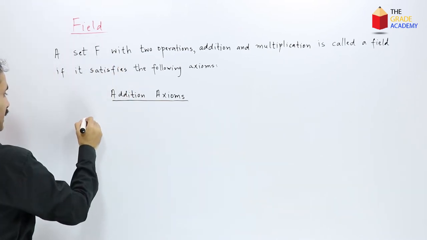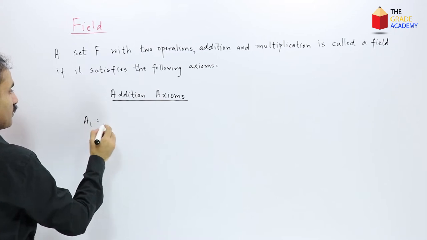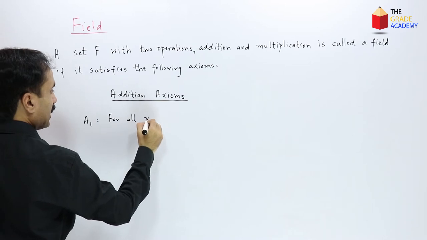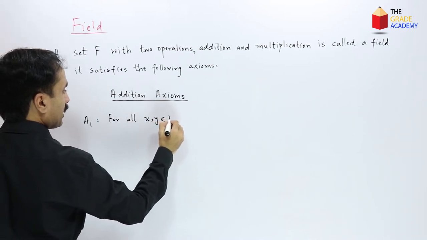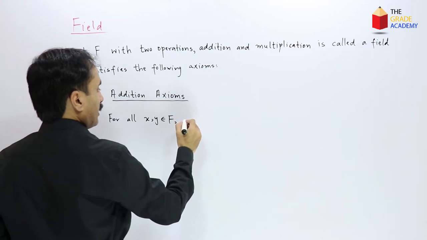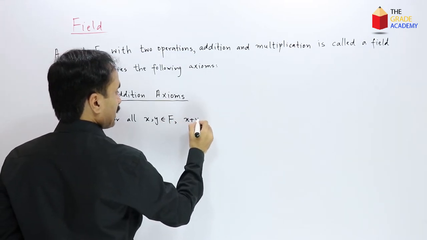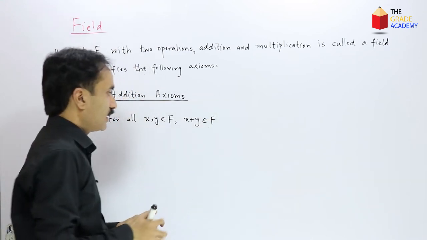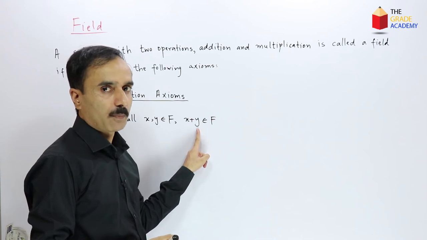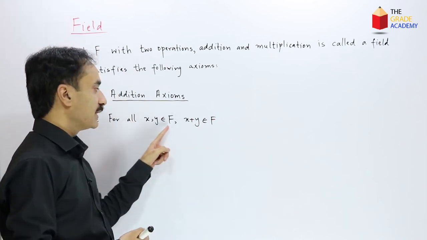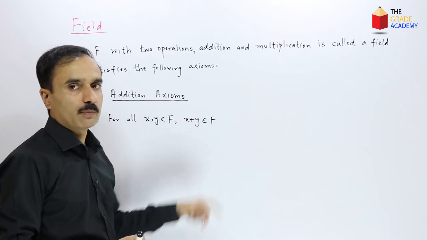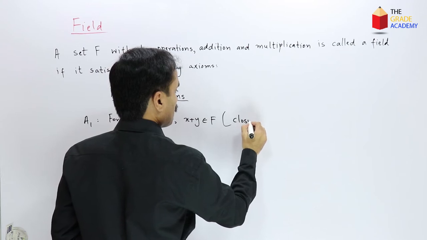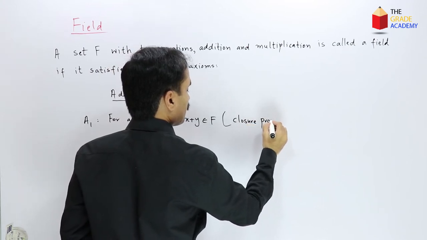The first addition axiom is, for all elements x and y belonging to F, their sum x plus y also belongs to F. So this is called the closure property of addition. That is, for any two elements belonging to F, their sum also belongs to F.